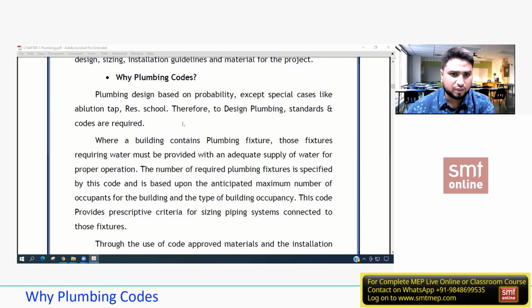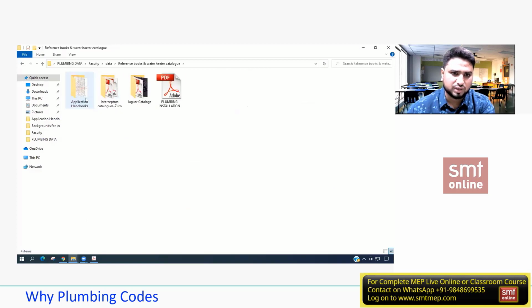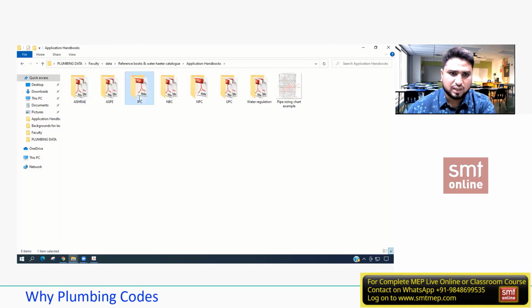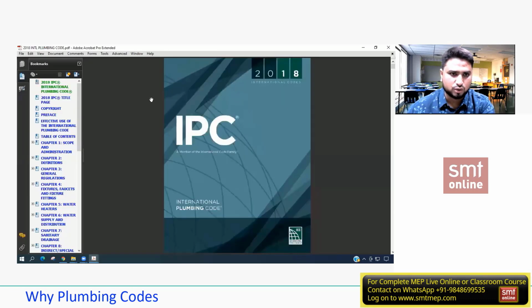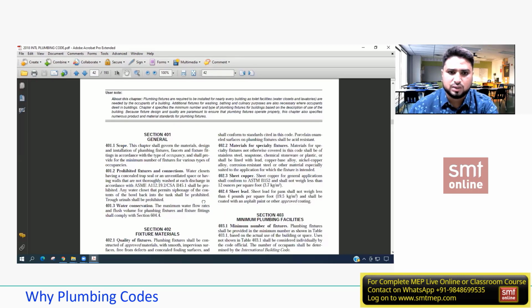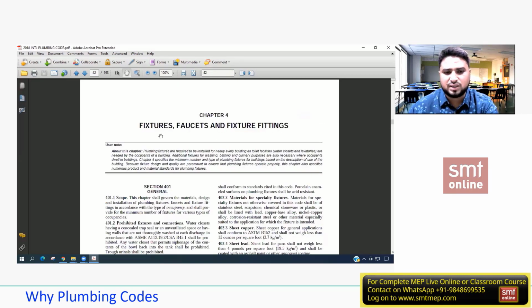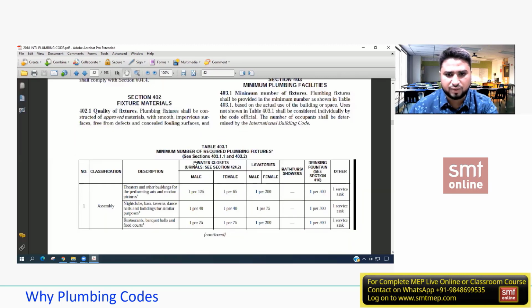So as I said, I'll be dealing with IPC. These are the reference books over here, application handbooks, and I'm dealing with the International Plumbing Code. I'm dealing with 2018, the latest I got so far. Table number 403.1. But before this, everyone, this code is nothing but the International Plumbing Code, version 2018. You can see this, and this is chapter number 4, and I'm here to find out the minimum number of required plumbing fixtures.